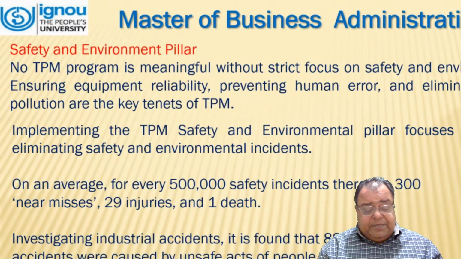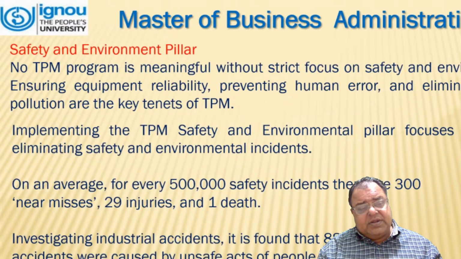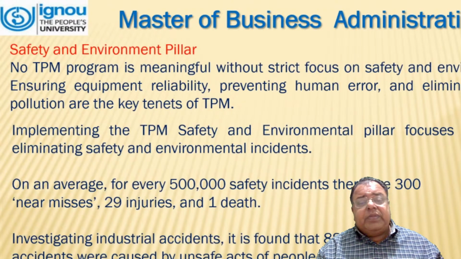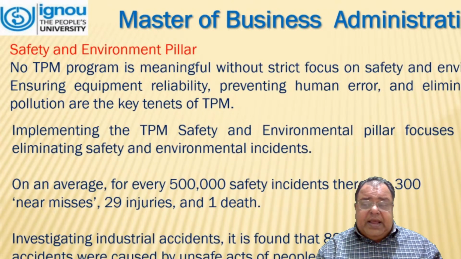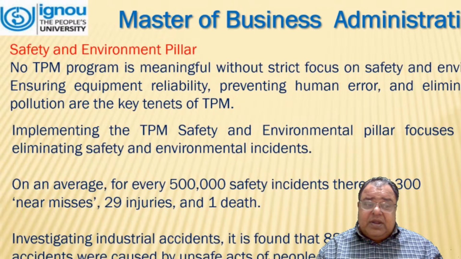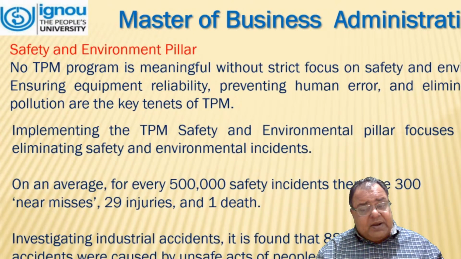Safety and environment pillar. No TPM program is meaningful without strict focus on safety and environmental concerns. Ensuring equipment reliability, preventing human error, and eliminating accidents and pollution are the key tenets of TPM. Implementing the TPM safety and environmental pillar focuses on identifying and eliminating safety and environmental incidents. On an average, for every 5 lakh safety incidents, there are 300 near misses, 29 injuries, and one death.